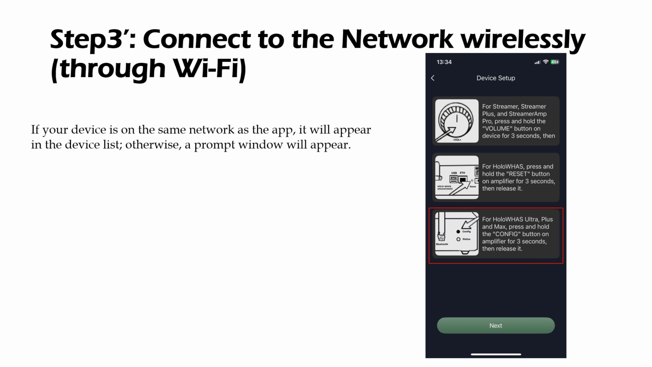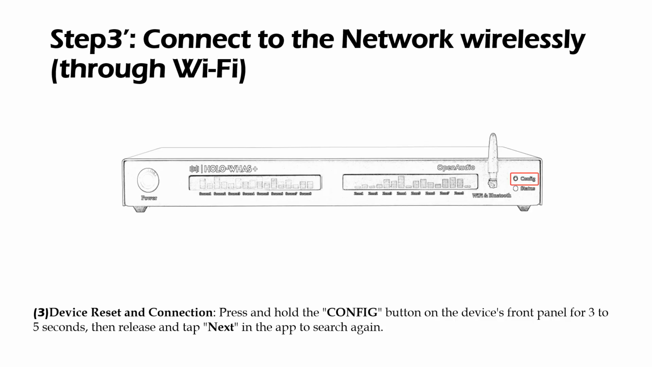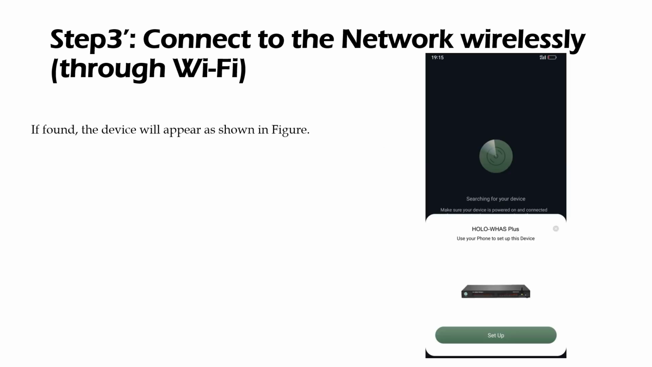If your device is on the same network as the app, it will appear in the device list, otherwise, a prompt window will appear. 3. Device reset and connection. Press and hold the config button on the device's front panel for 3 to 5 seconds, then release and tap next in the app to search again. If found, the device will appear as shown in the figure.